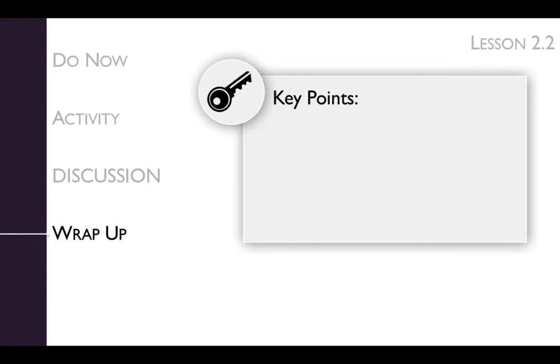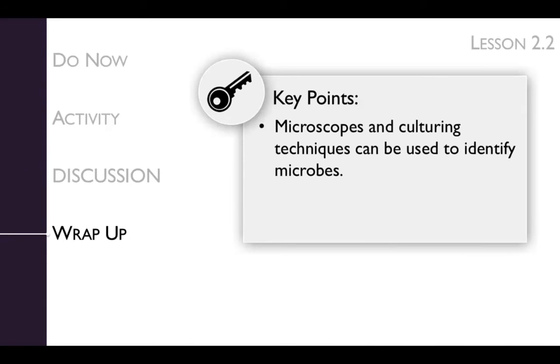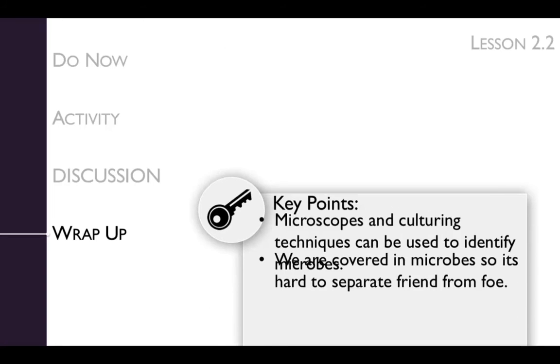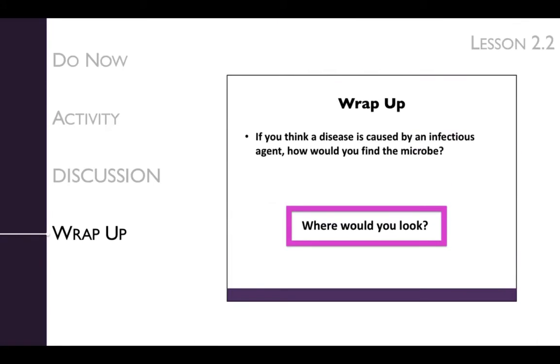The key points of the wrap-up are that microscopes and culturing techniques can be used to identify microbes. And we are covered in microbes, so it's hard to separate friend from foe. We'll get there by discussing how we might go about finding a microbe that caused a specific disease, and how we might distinguish friendly microbes from pathogenic microbes.